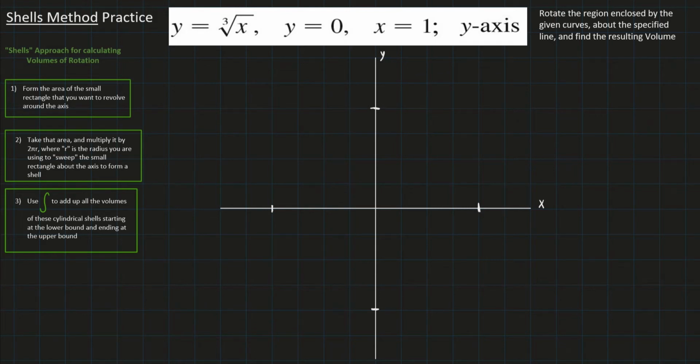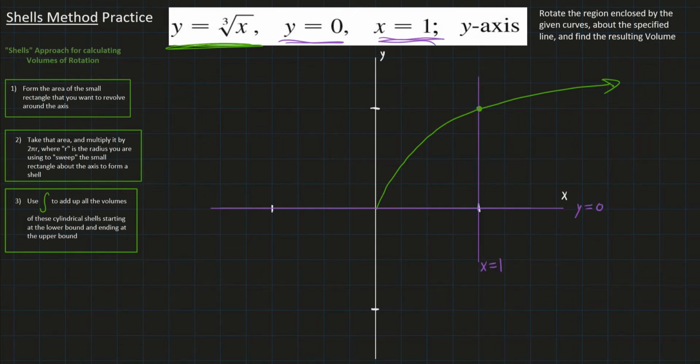We want to find the area enclosed by these curves, rotate that area about some line, and find the resulting volume. So y is equal to the cube root of x is basically going to be this. We have y is equal to 0. Just imagine all the points who have y's of 0. x equal to 1, all the points with x coordinates of 1. And here is our enclosed region. And we want to rotate this about the y-axis.